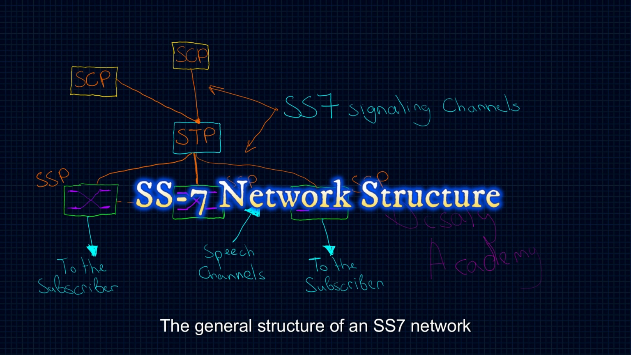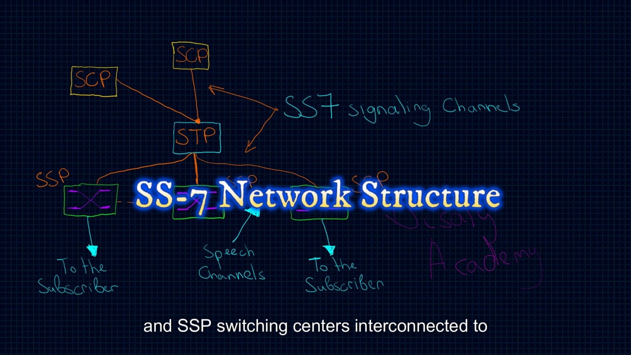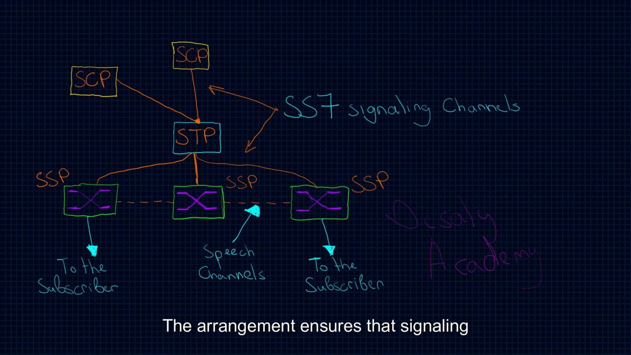The general structure of an SS7 network includes STPs, SCP databases, and SSP switching centers interconnected to enable seamless signaling and communication. The arrangement ensures that signaling messages traverse the network efficiently, even when multiple nodes are involved. While SS7 was initially designed for circuit switch networks where a dedicated path is established for the duration of a call, it has also been adopted for virtual circuit switch networks, such as those operating over IP.